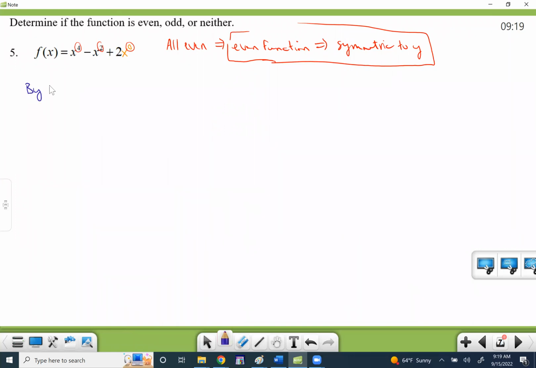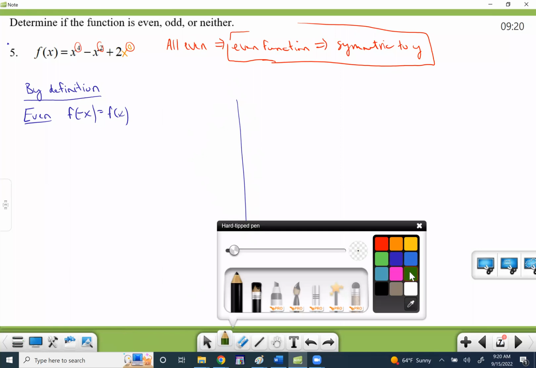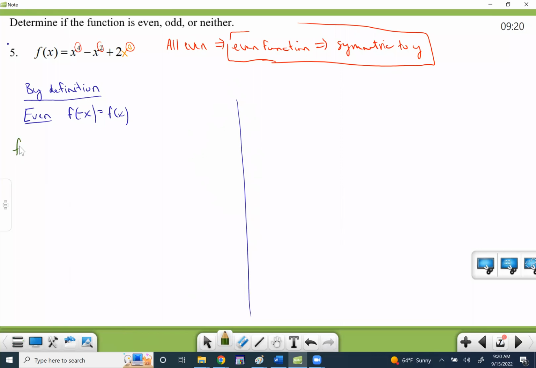Okay, so let's go in and check that definition. Okay. So if we want to check if something is even, then that means that when I substitute in a negative x, I should get the original back. That's what it means to be even. So we're going to go ahead and substitute in a negative x for the x. Go to the very top of the page and let's substitute a negative x in for all x's.